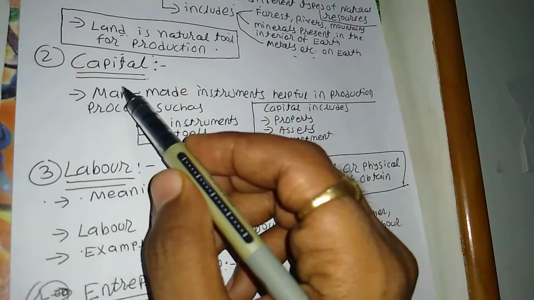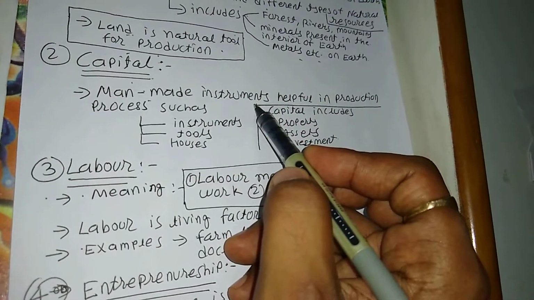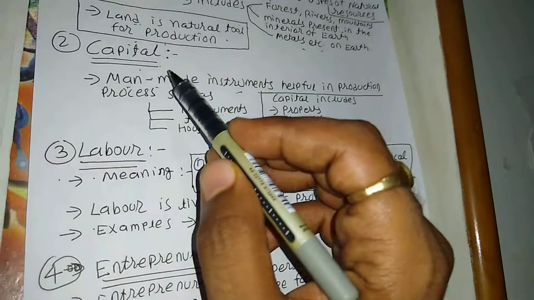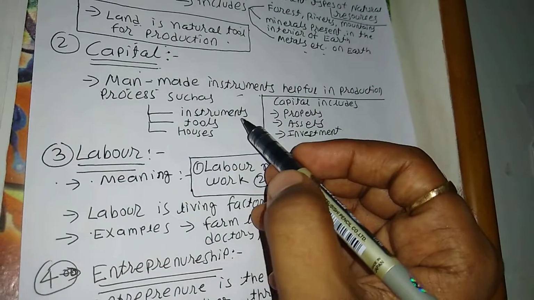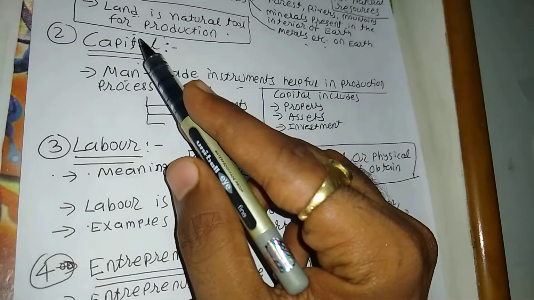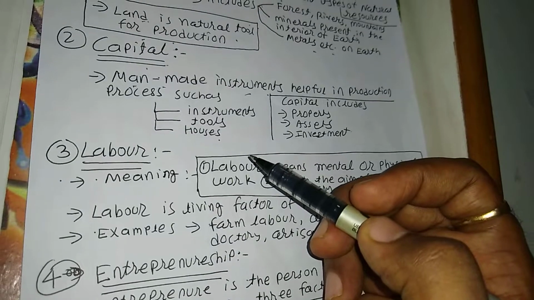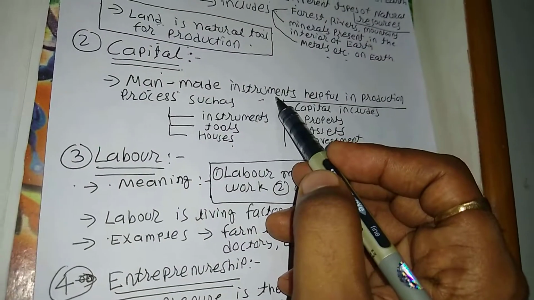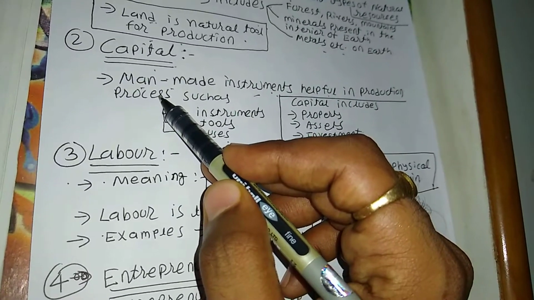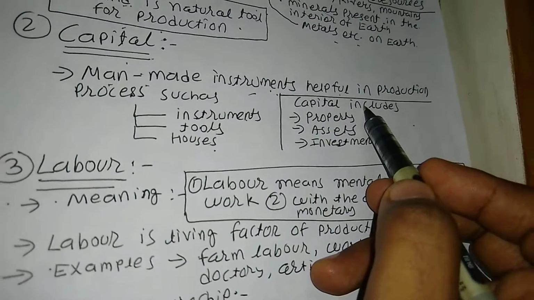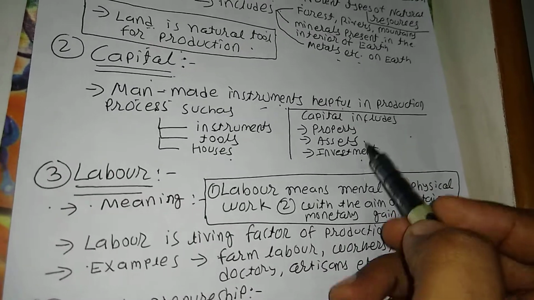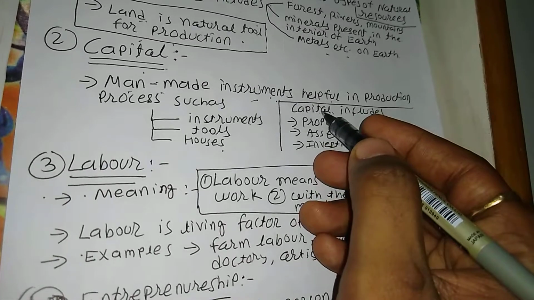Second, capital, man-made instruments. All the man-made instruments which are helpful in the production process, such as instruments, tools, houses, all come under the category of capital. The condition is that it must be a man-made instrument and it is also required to be helpful in the production process. These two are the compulsory conditions. So capital includes all the property, all the assets like factory premises, office premises, investment. They all come under the category of capital.